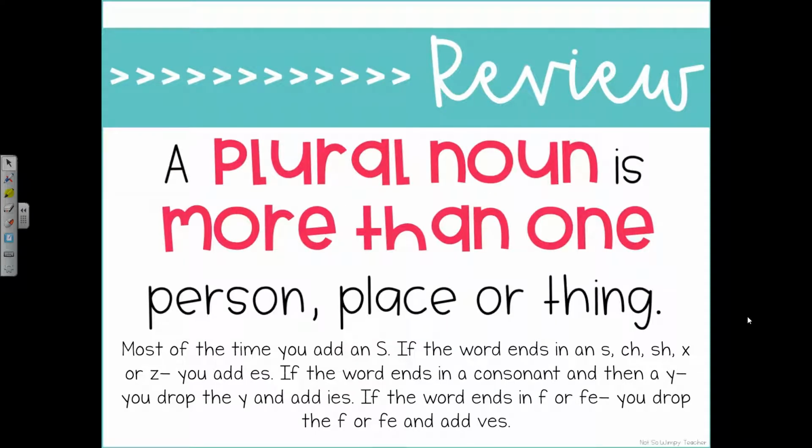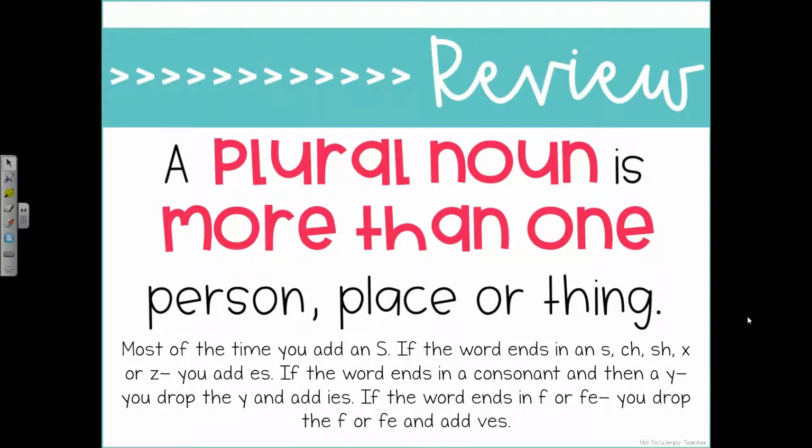A plural noun is more than one person, place, or thing. Most of the time, when you make a noun plural, you simply add an S. If the word ends with an S already, or a CH, or SH, X, or Z, then you have to add an ES to the end. Think of the word fox. If you wanted to say more than one fox, since it ends with an X, you have to add ES to say foxes. If the word ends in a consonant and then a Y, think of the word baby, you have to drop the Y and add IES. So babies is BABIES.